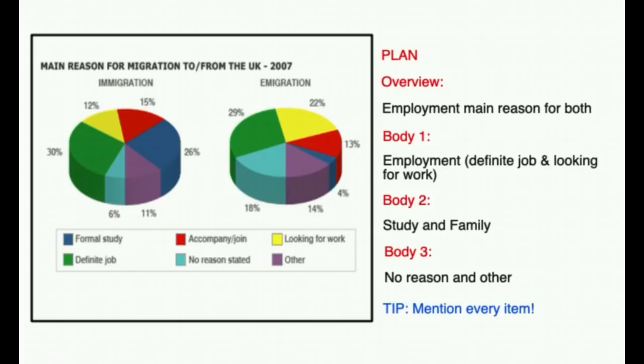So it's better to describe the charts item by item. It's also a good idea to start with the largest first, because this is usually the most important thing, and you should also group similar things if you can. So first, you could describe items connected to employment. So in the first body paragraph, you would describe moving for a definite job and then looking for work.